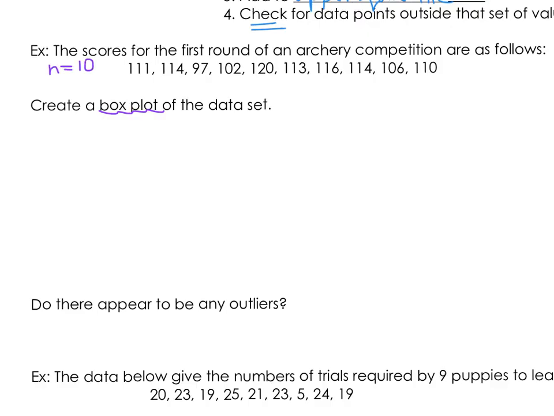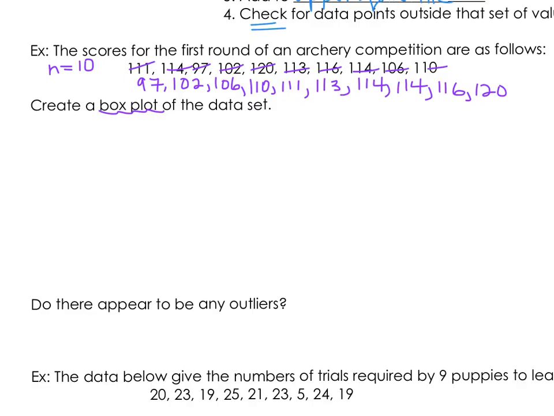Pause the video and just rewrite them in order from smallest to biggest. When you're ready, press play and we'll create the box plot for that data. Be sure you have all 10 data points listed before we move on to the rest of our values. It looks like I have my 10 here. Let's create our box plot for our data set.